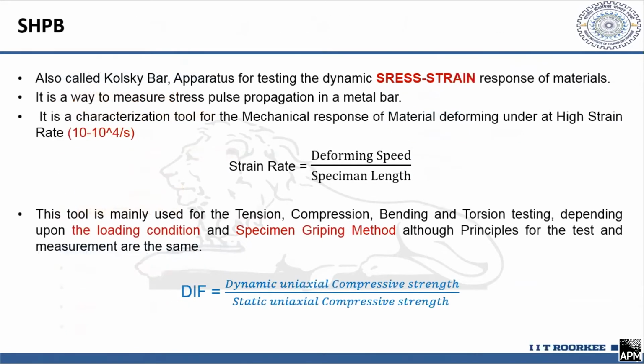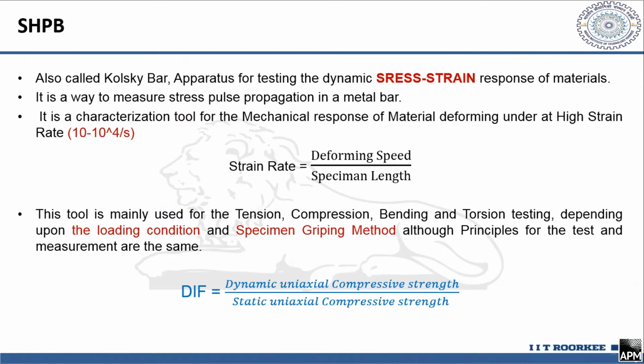Out of these, I have focused on the instrument SHPB, the split Hopkinson pressure bar test, which is used for high strain rate loading. It is also called the Kolsky bar, an apparatus for testing the dynamic stress-strain response of materials. It is a way to measure the stress pulse propagating in a metal bar, and it can be used as a characterization tool for the mechanical response of materials deforming at high strain rate, in the range of 10 to 10,000.